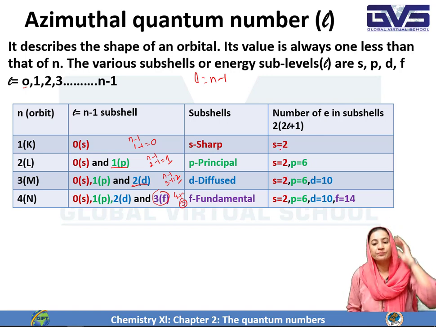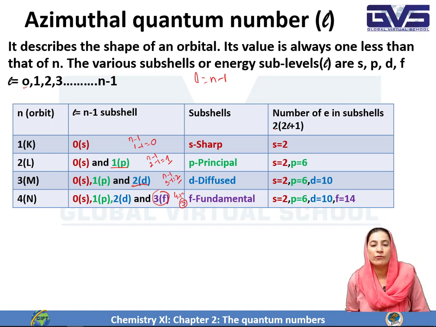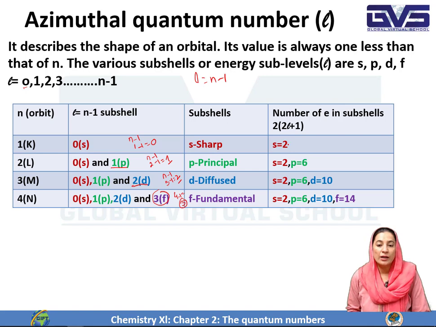So for s, this is calculated with the help of the formula 2 into (2L plus 1). For s, I will calculate in front of you: 2 into (2 times L plus 1). When it is s, what is the value of L? This is 0. 2 multiplied by 0 is 0, 0 plus 1 is 1. When this 1 is multiplied by 2, we get the answer 2. So the maximum number of electrons in the s subshell is 2.